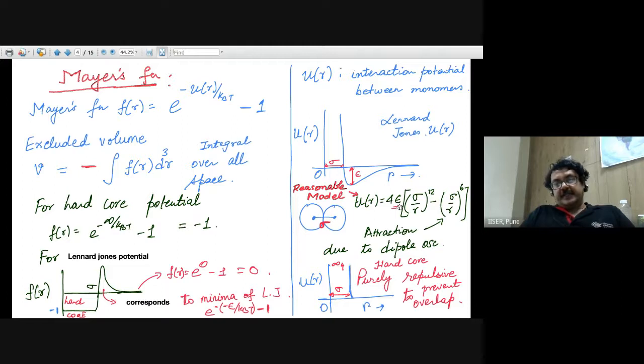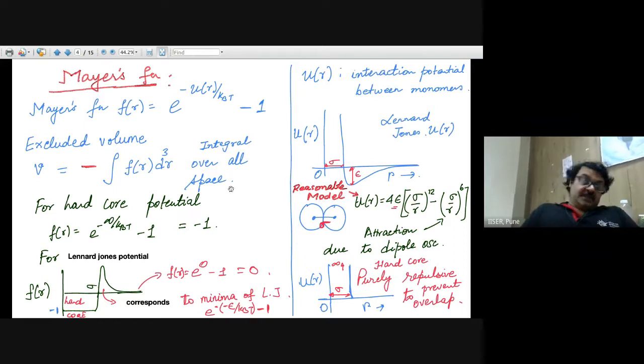And why? If you write it in this form, like 4 epsilon into sigma by r to the power 12, which is modeling the hardcore repulsion, minus sigma by r to the power 6, which is modeling this attraction. And if you write it in this 4 epsilon form, then the depth of the potential at its minima is epsilon, right? And the potential goes to 0 at r equal to sigma, and so on and so forth. So this is a reasonable model for a polymer in a solvent with attractive interactions.